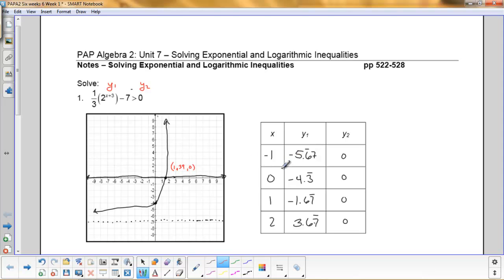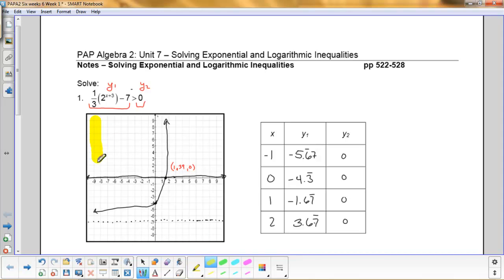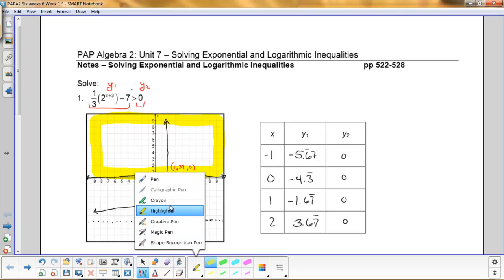Now, after we've done that, we've got to determine what is actually going on here. So let's interpret what this algebra says. This algebra says when is the exponential line, that's the curve, greater than 0. So now I'll go ahead and fill that in by using the highlighter. I'm looking for the portion of the graph which is in this highlighted area here.